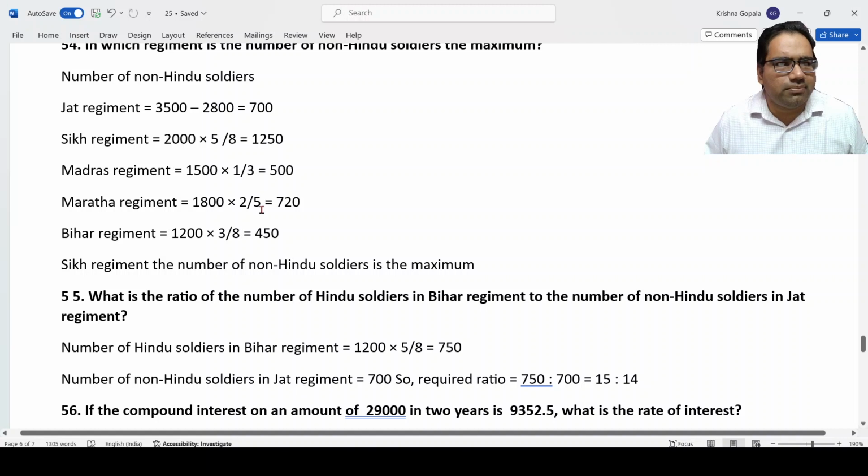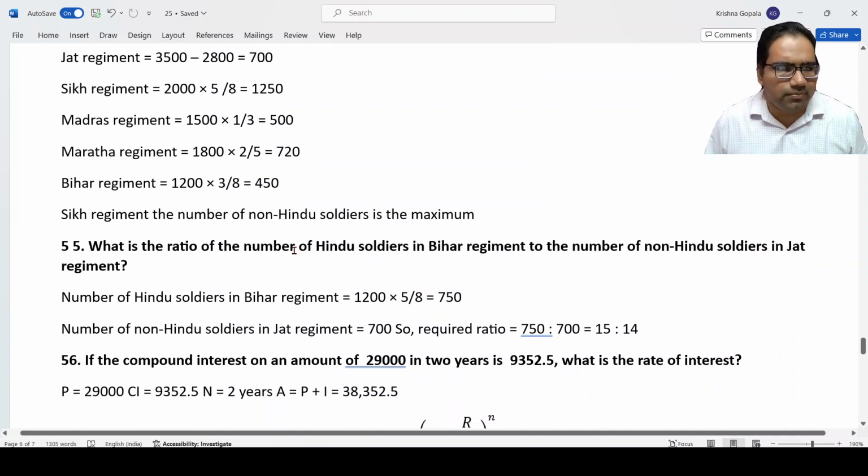Number of Hindu soldiers in Bihar: Bihar is 1200 minus 450, which is 750. 750 by 700, that is 15 is to 14. Okay, so this is also an easy problem.